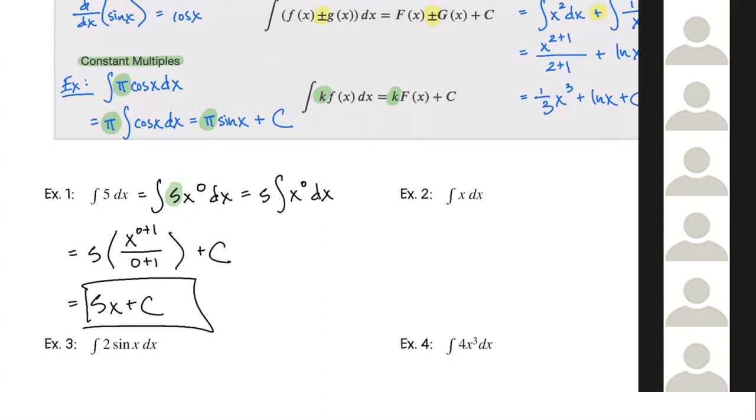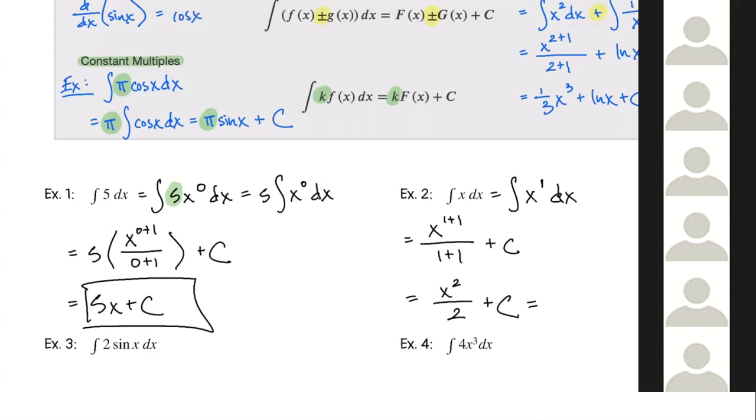All right, now, can someone help me identify what power I should be writing for example number 2? That power is 1. Good. Okay, since we know that power is 1, we are in the clear to use the power rule. So we get x to the 1 plus 1 over 1 plus 1 plus c. When we clean that up, we should get x squared over 2 plus c.